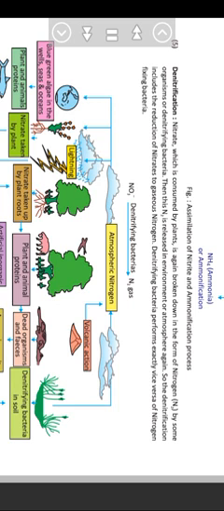Nitrosomonas converts ammonia to nitrite, and Nitrobacter converts nitrite to nitrate. Many bacteria are present in the soil, and they also help in this process. 3. Assimilation. The nitrate is consumed by the plant. When animals eat the plants, nitrogen is assimilated by them also.